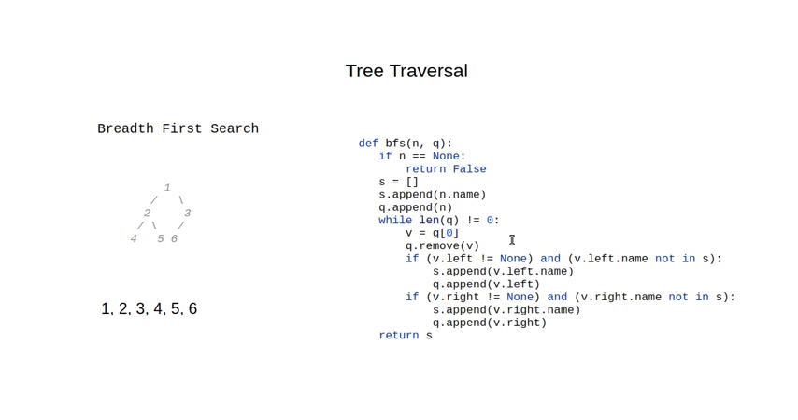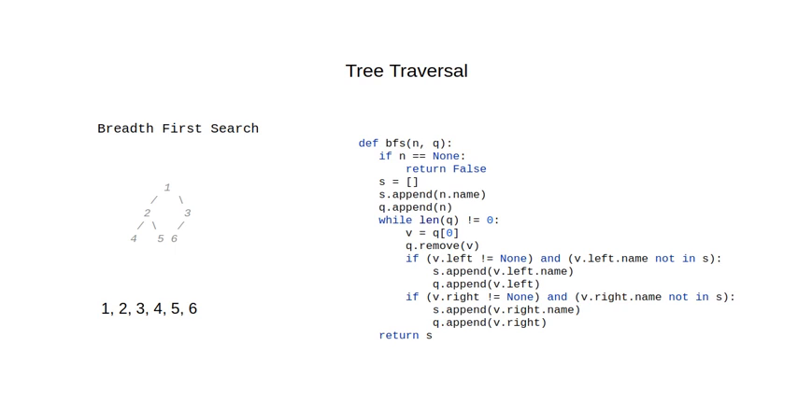So the queue is empty for now, but we need to check these two conditions: left is not none, and the name is not in the stack. If it's not, then we append the name of that node into the stack, and the left node onto the queue. The same goes for the right node as well, and then we iterate until our queue is empty. Once the queue is empty, we finally output the stack. The stack will have all the values, so it's going to be 1, 2, 3, 4, 5, 6. So that's all for the tree.